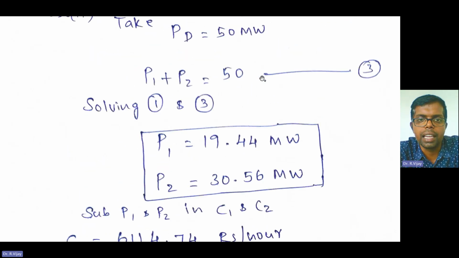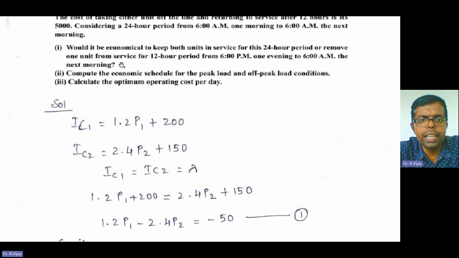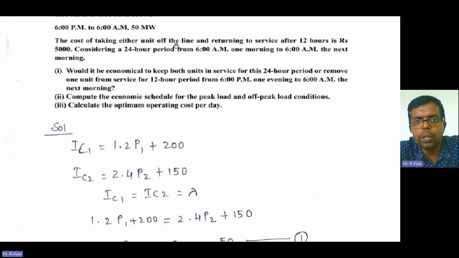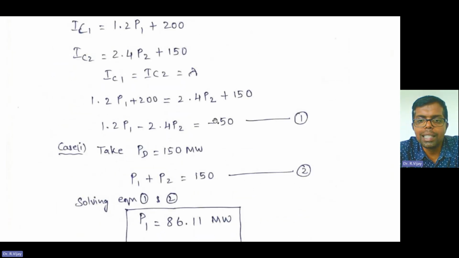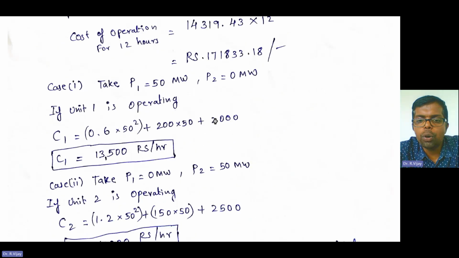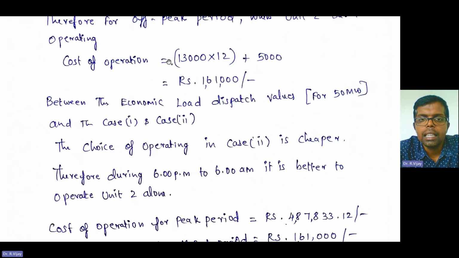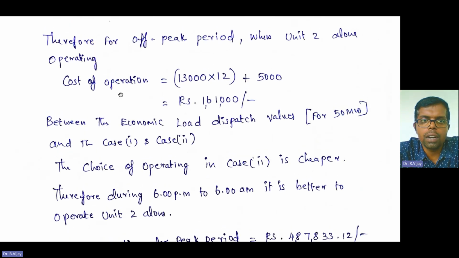In the question the condition is given. If you read out the question once again, the cost of taking either unit off the line and returning it to the service after 12 hours is 5,000. So what we need to do is add this 5,000 here. So this is 13,000 into 12 plus 5,000. After calculating, we are getting the answer as 1,61,000 rupees. That is the cost of operation for the off peak period when unit 2 alone is operating.